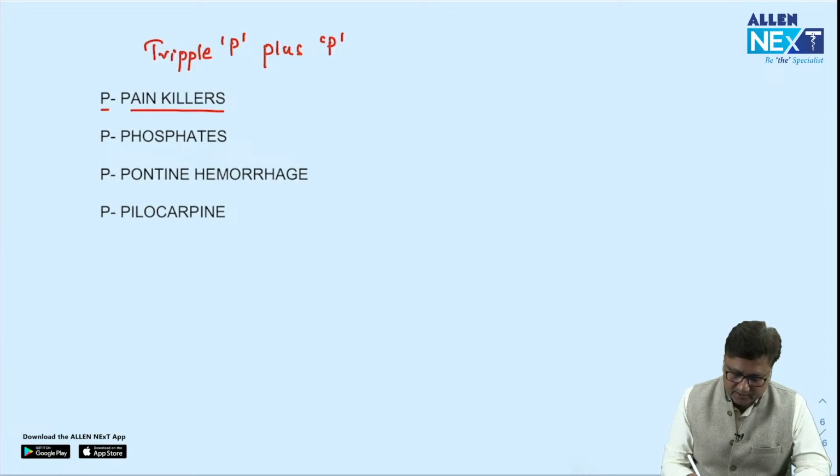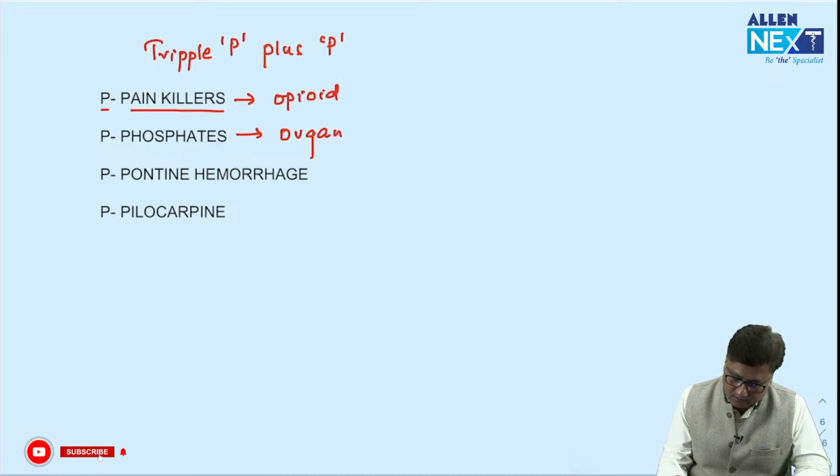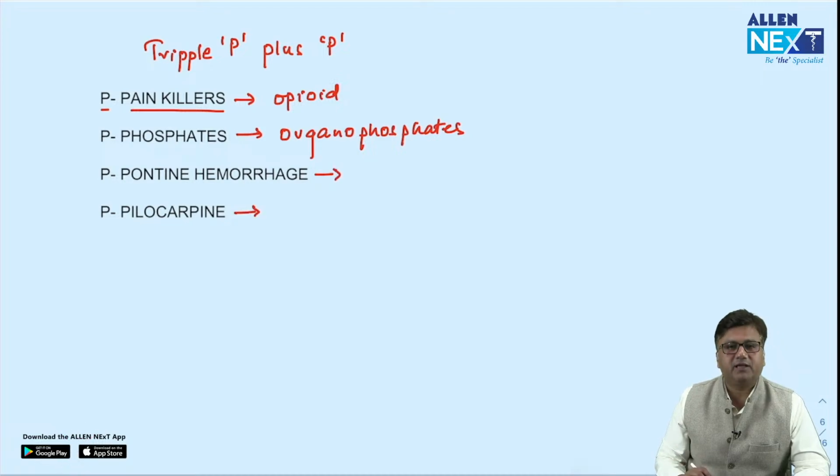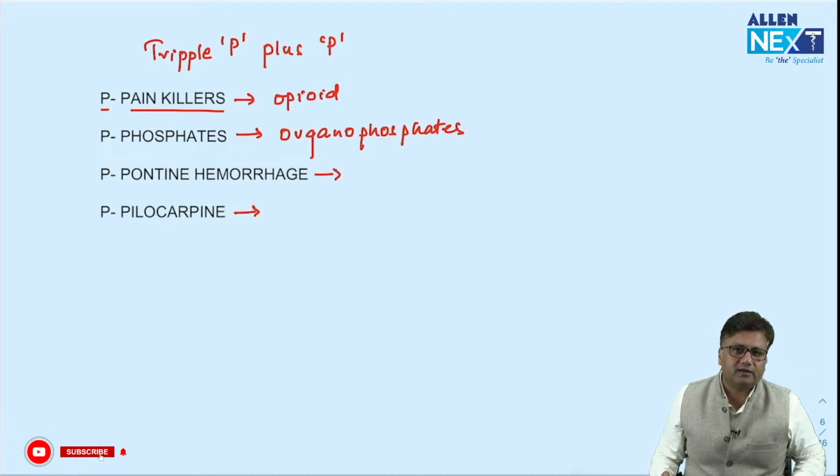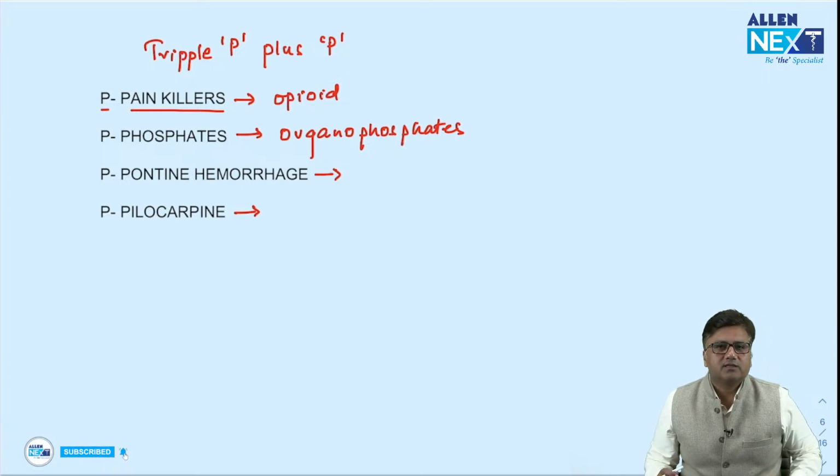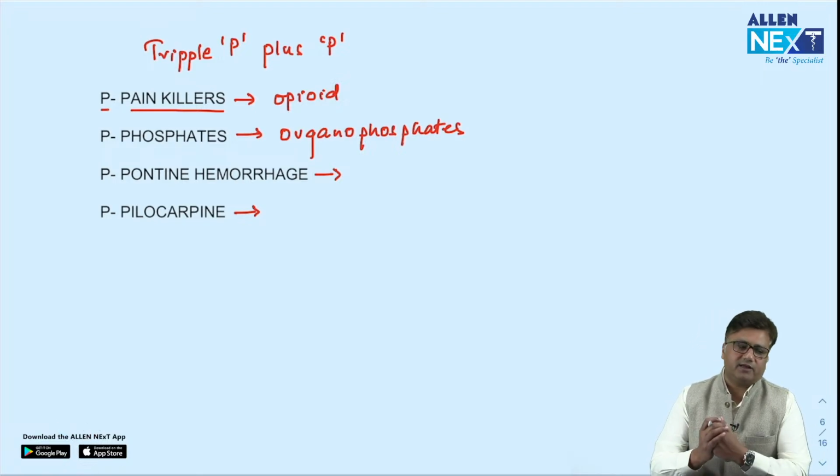Triple P plus P क्या है? P for painkillers. यहाँ पर हम बात करते हैं opioid painkillers की, then phosphates, organophosphates, pontine hemorrhage and pilocarpine, जो हम glaucoma के लिए use करते हैं drug. These are 4 P's जिसमें हमें ये pinpoint pupil की condition मिलने वाली है.